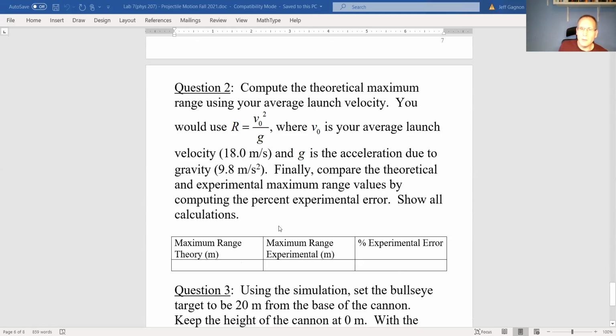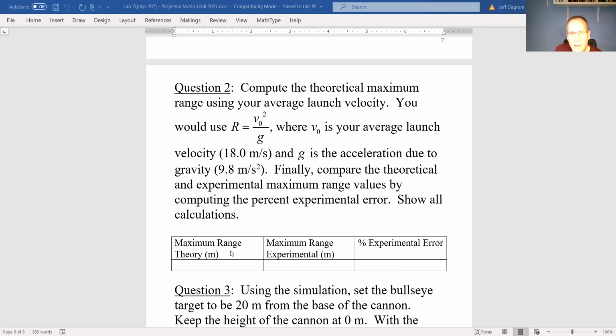And then question 2 was with the range, right? So the experimental range comes from the graph. You'll know that from the coordinate tool. Max range theory, you have to compute. But again, the velocity, remember, we set that to be 18. So it's 18 squared divided by 9.8. That's going to be your max range theory. And just compare these two by computing the percent experimental error. So always divide by the theory one when you do error. Consider the theory to be our accepted value.